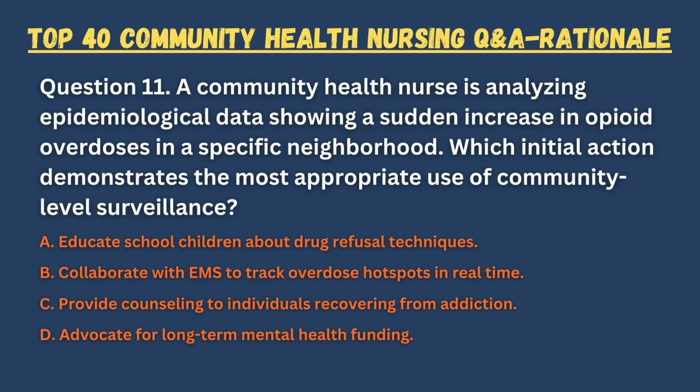Question 11. A community health nurse is analyzing epidemiological data showing a sudden increase in opioid overdoses in a specific neighborhood. Which initial action demonstrates the most appropriate use of community-level surveillance? A. Educate school children about drug refusal techniques. B. Collaborate with EMS to track overdose hotspots in real time. C. Provide counseling to individuals recovering from addiction. D. Advocate for long-term mental health funding.